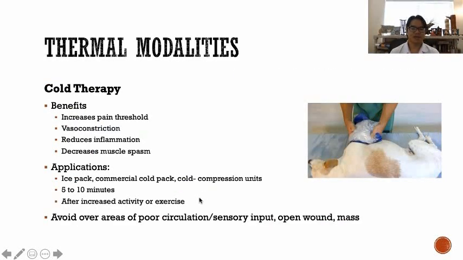So let's talk about modalities that can be used for patients with hospice and palliative care. Those modalities you already learned from some lectures. I just want to give a quick summary of what modalities I would use personally when I have a patient that requires hospice and palliative care.